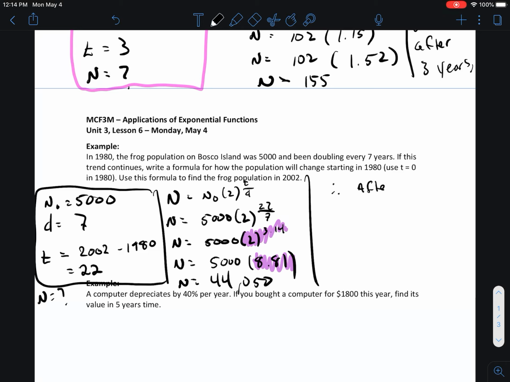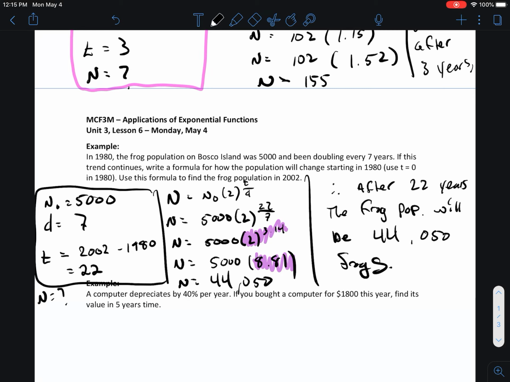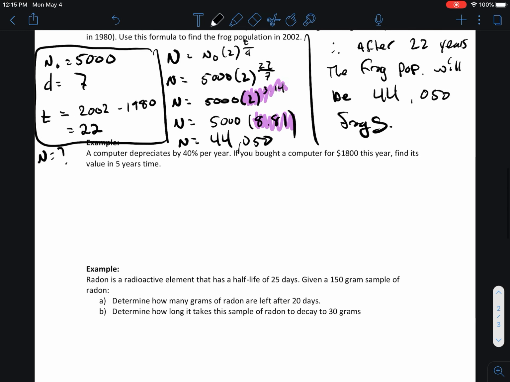Okay. So therefore statement, therefore after 22 years, the frog population will be 44,050 frogs.